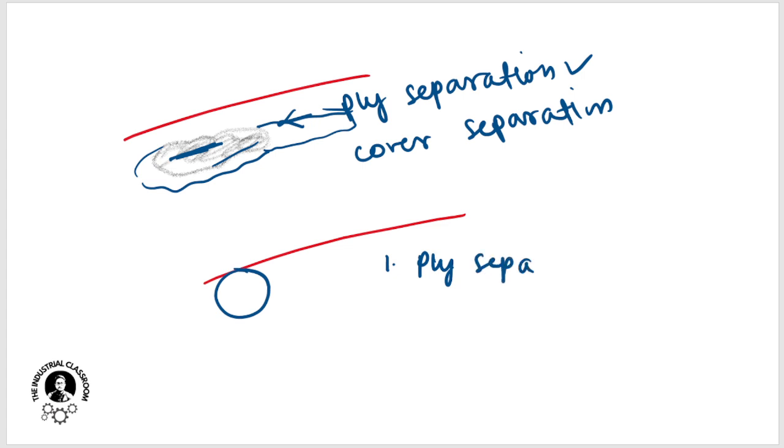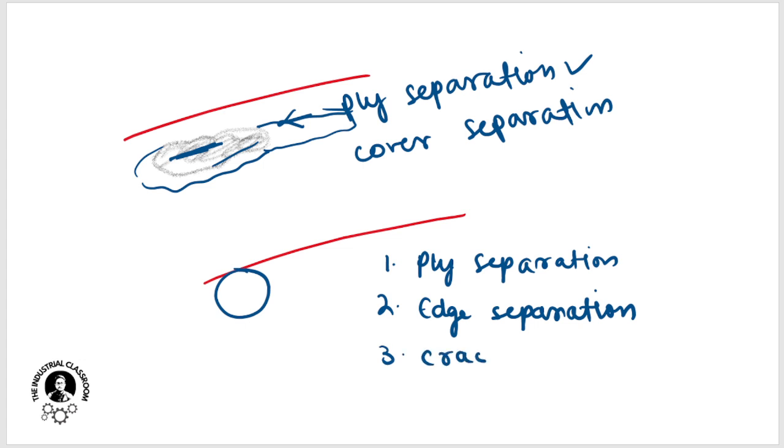This is a type of damage. Okay, next there is edge separation. We will also find in some conveyor belts where there is edge separation. Next, there are also cracks on the belt. Okay, remember, there are cracks on the belt.